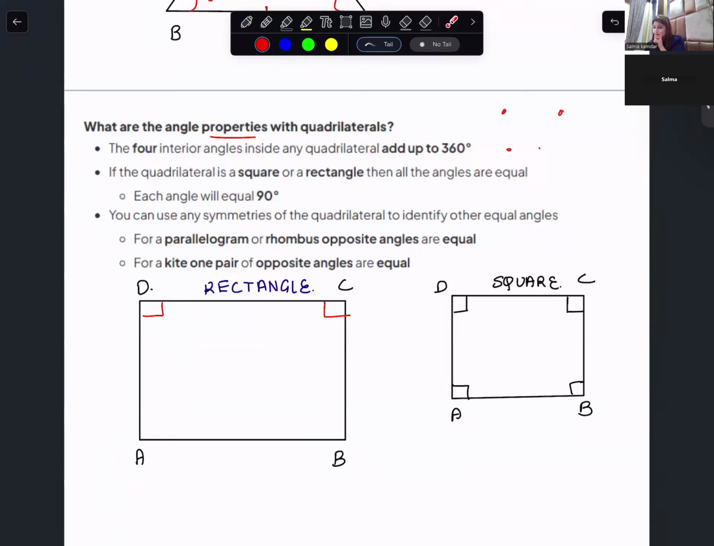And what is the property of a quadrilateral? The property of a quadrilateral is that if I add all the angles, 1, 2, 3, 4, the sum of all these angles becomes 360 degrees. Sum of all angles of a quadrilateral is 360 degrees. But if it's a square or a rectangle, every angle will be 90 degrees.